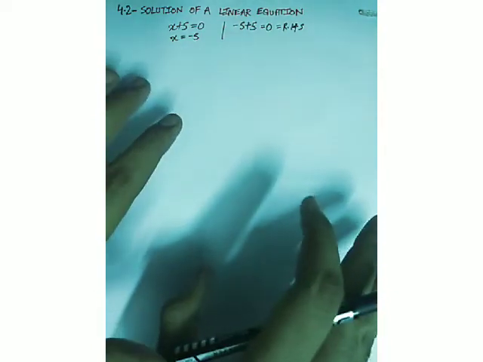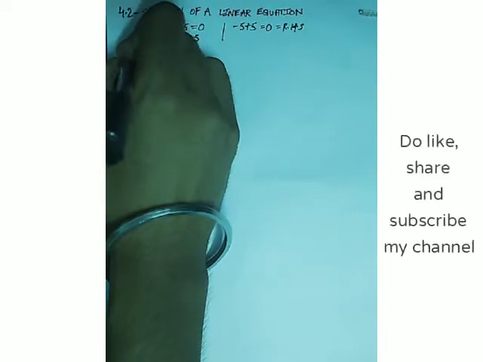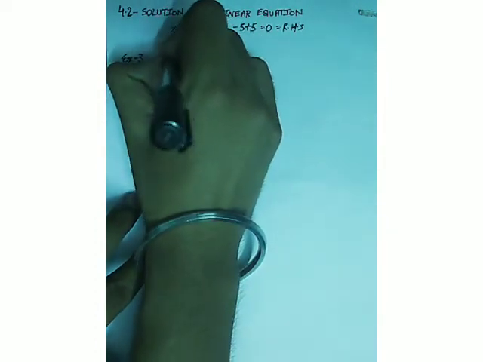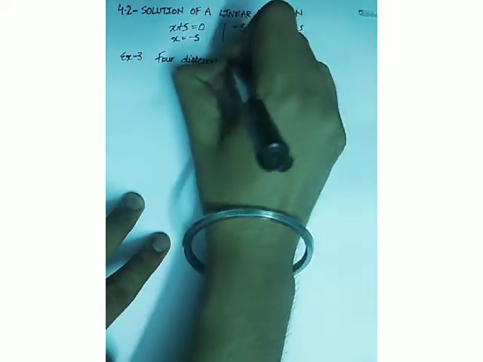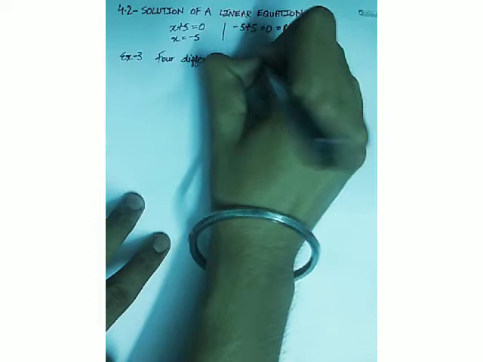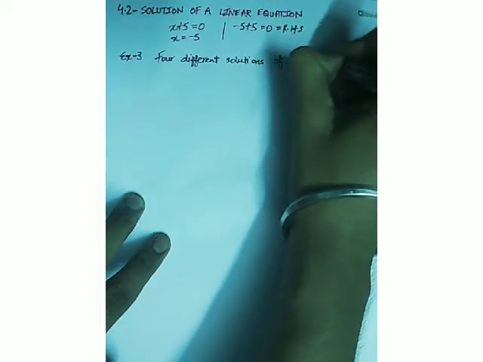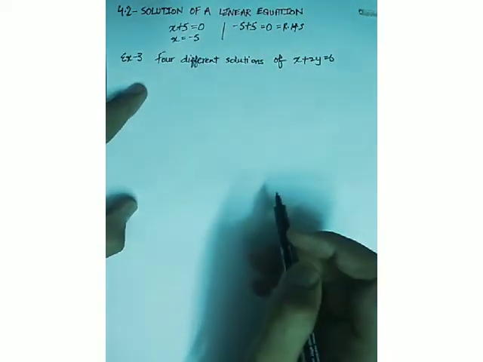So let's move to the examples of this exercise, and in this exercise we have to find the solutions of a linear equation, which is very easy according to me. Let's move to our very first example, that is example number 3rd of this exercise 4.2. In that example we have to find 4 different solutions of x plus 2y is equals to 6. Clear? You have to find 4 different solutions of x plus 2y equal to 6.